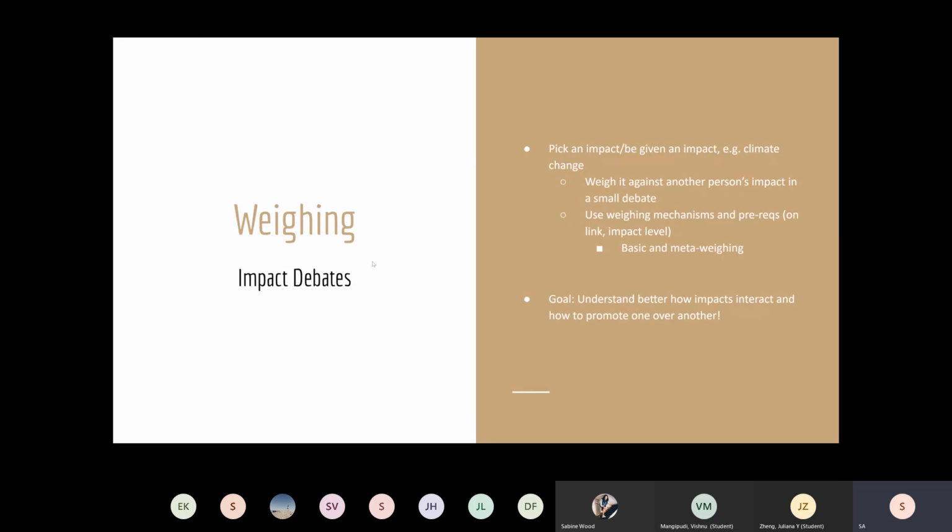Weighing, there's impact debates. Usually for weighing, you want to just include it in the rebuttals, but if you want to work on large scale weighing, you can do impact debates where you pick an impact or are given an impact, like for example, climate change or space exploration. You weigh it against another person's impact, like for example, racism in a small debate, using weighing mechanisms and prereqs on link, impact level, basic and meta weighing. The goal is to understand better how impacts and arguments interact and how to promote one over the other.